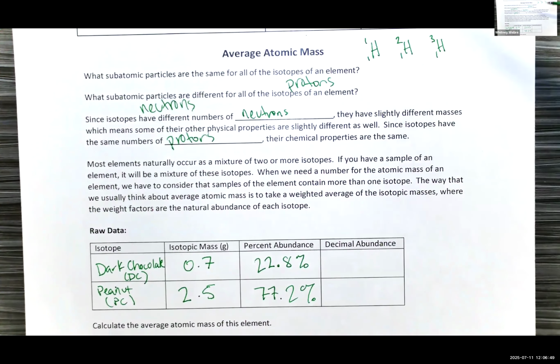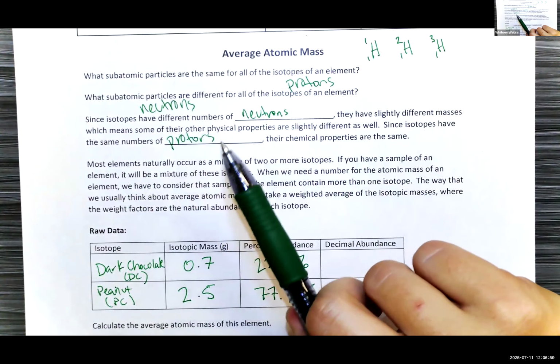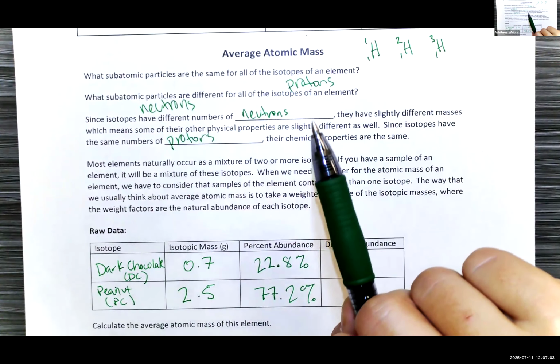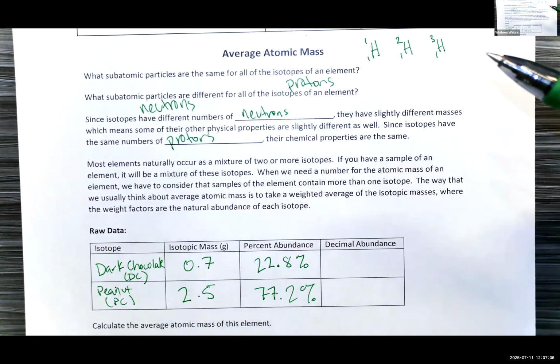So remember, physical are things that might be changing, maybe the weight, maybe something else, but chemical properties is completely changing their identity. So if you were to play around with protons, that would be changing the complete chemical identity of it, whereas neutrons might change a physical property such as weight.